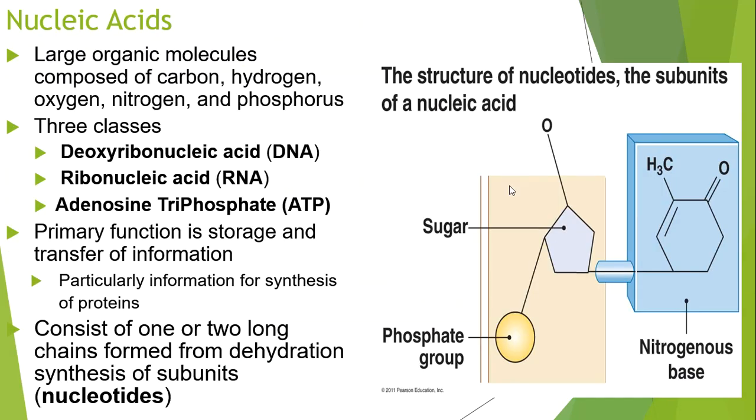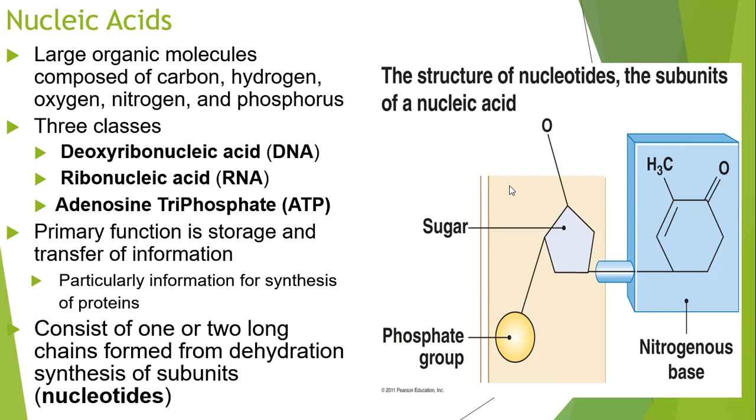All right, and our fourth and final macromolecule that we're going to talk about in 168 are the nucleic acids, which are generally large organic molecules composed of carbon, hydrogen, and oxygen, again to be that theme. But these also include a little bit of nitrogen and phosphorus. There are three general categories of nucleic acid: deoxyribonucleic acid, which is your DNA, ribonucleic acid, which is your RNA, and adenosine triphosphate, which is your ATP.